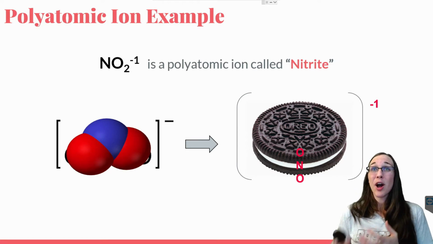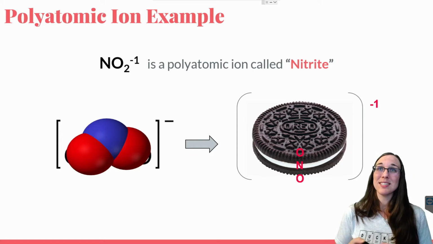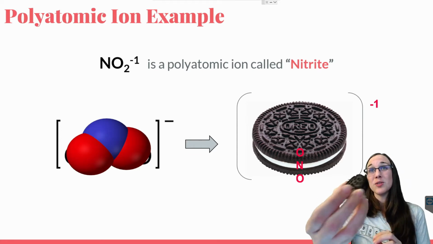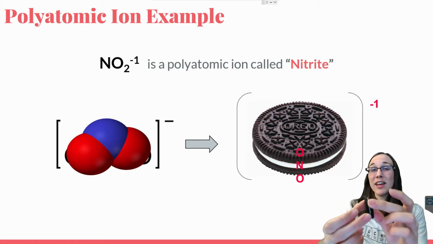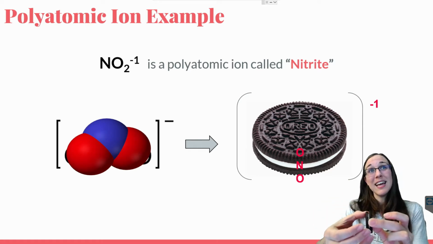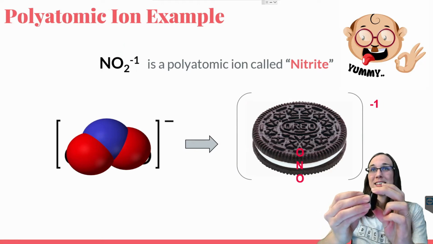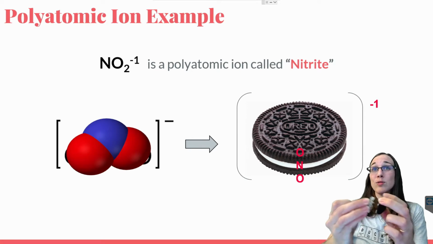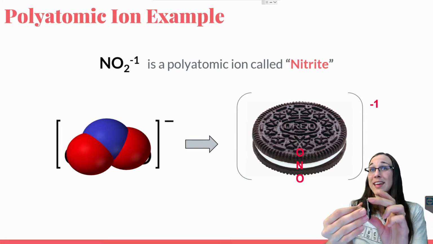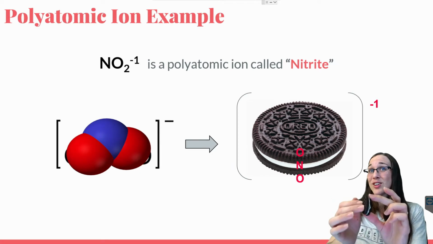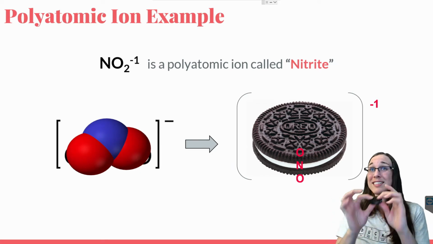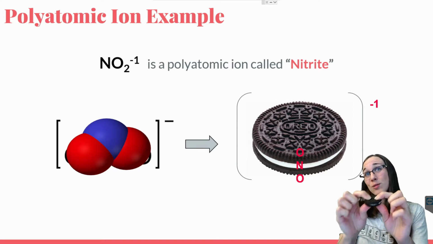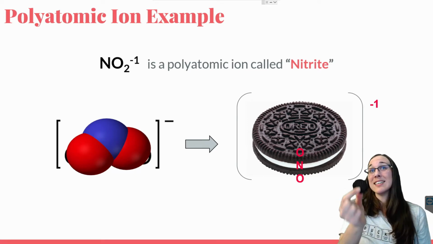Notice that N and O are both nonmetal atoms, and I like to think of it as an Oreo cookie. So an Oreo cookie has two chocolate pieces. That's kind of like your two oxygen atoms present, and it has the nice creamy vanilla center. That's kind of like your N atom present. So we have NO2. We have the one filling of N and the two oxygens for the cookies. This whole cookie itself has a -1 charge. So it's bonded together, NO2, but the whole cookie has a -1 charge.